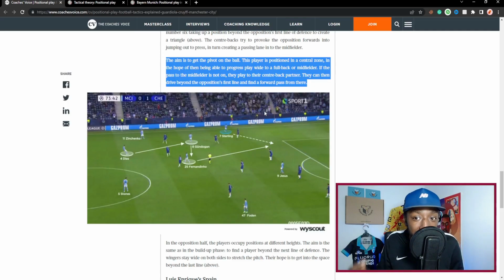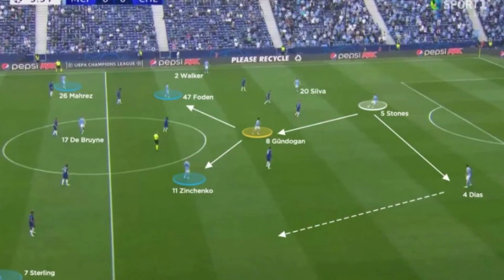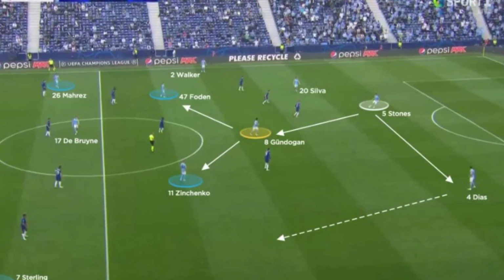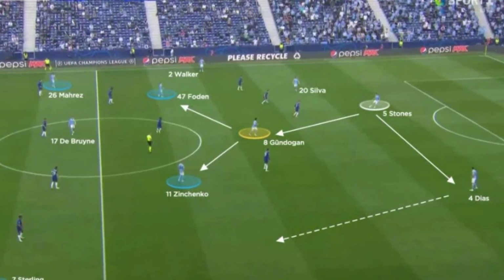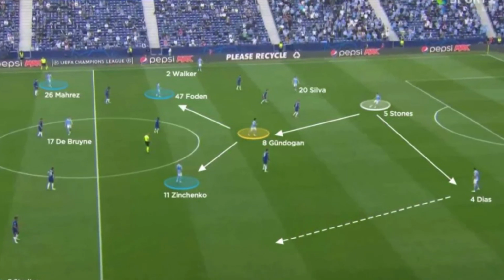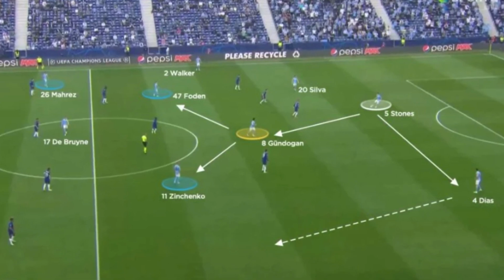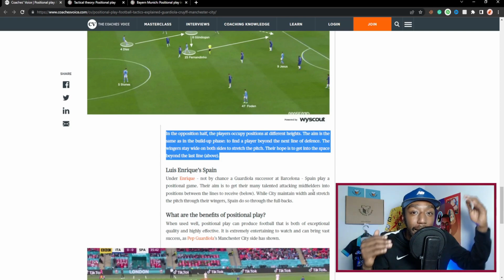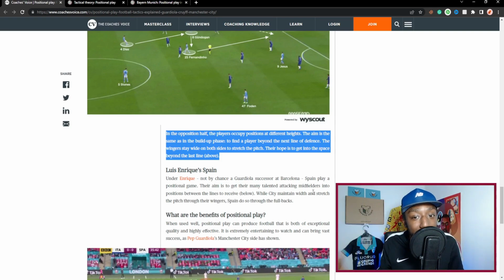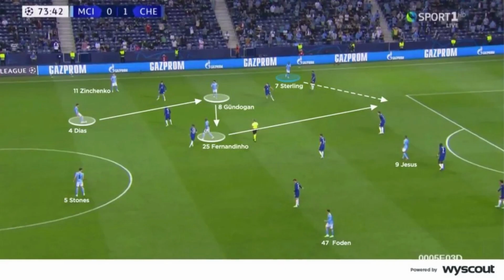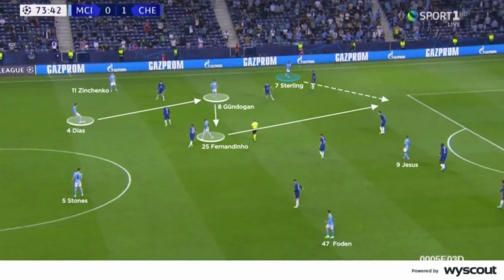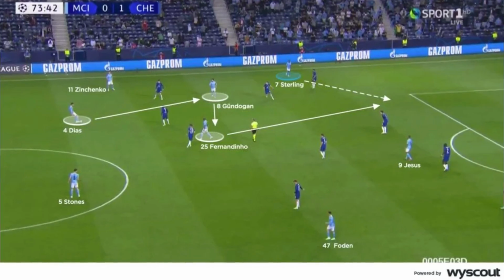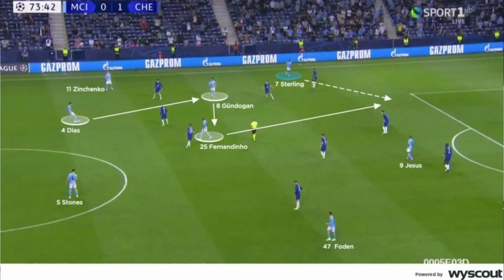The aim is to get the pivot on the ball. The player is positioned in a central zone in the hope of them being able to progress play wide to a fullback or a midfielder. If the pass to the midfielder is not on, they play to their centre-back partner. They can drive beyond the opposition's first line and find a forward pass from there. In the opposition half, players occupy at different heights. The aim is the same as in the build-up phase, to find a player beyond the next line of the defence. The wingers stay wide on both sides to stretch the pitch. Their hope is to get into the space beyond the last line.